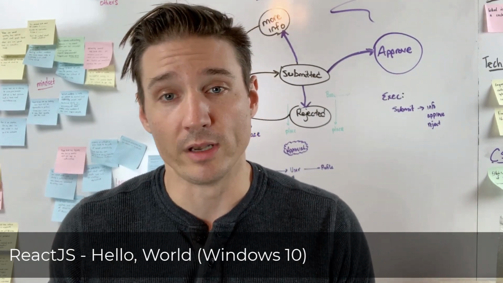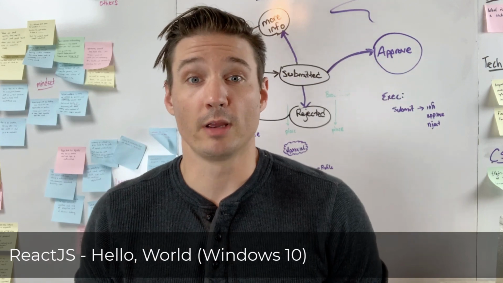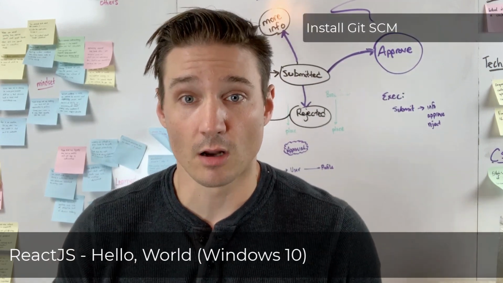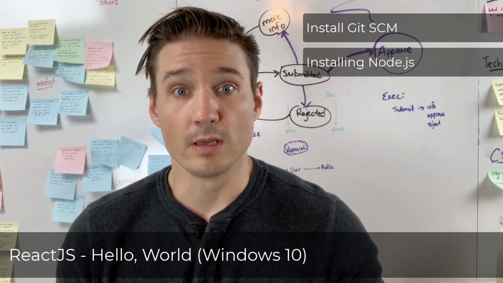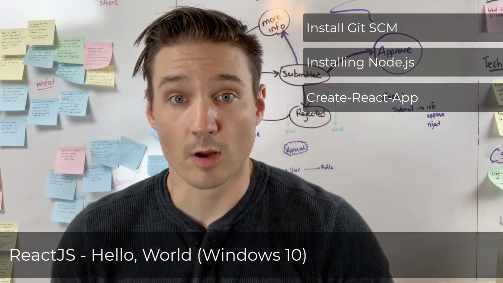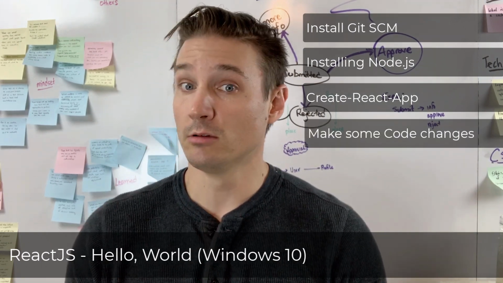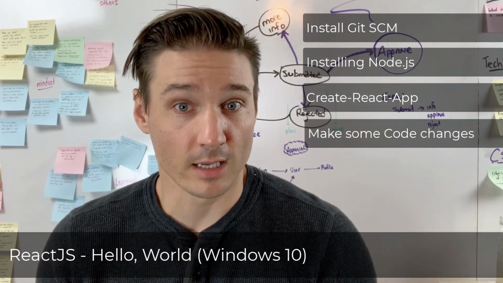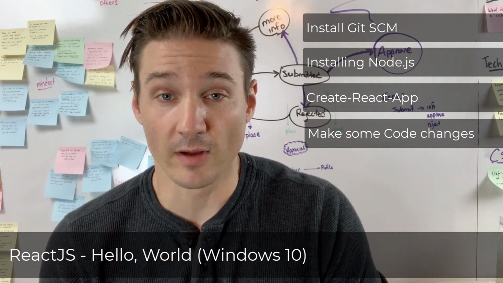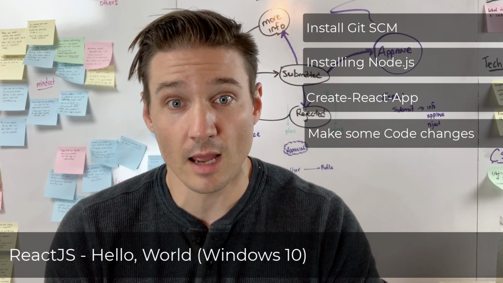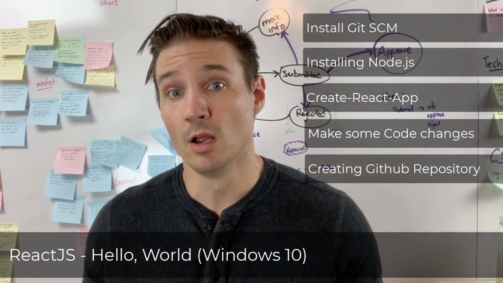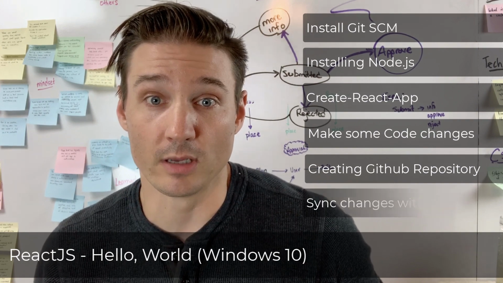ReactJS on Windows 10. So what we'll be doing is we will be installing Git, we will be installing Node.js, we will be creating a starter React application, we will make some code changes that show you hello world print in your web browser. You'll run your development server on your own machine and see the changes in real time, and then we'll push your changes up to a new GitHub account that we'll be creating.